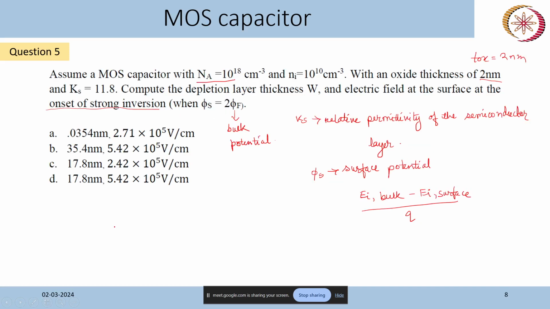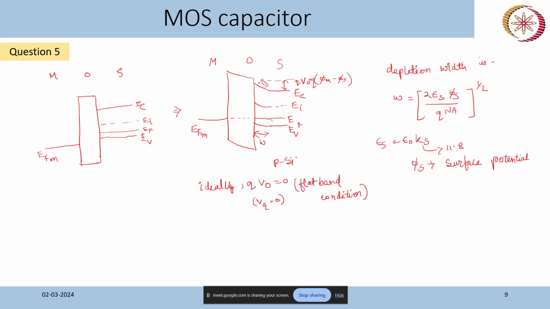What was the question actually? Okay, so we have to calculate W. For that we need to know the surface potential, and for the condition, it is equal to 2 phi f. So we need to first calculate phi f, which is the bulk potential. Ni is given. Let's consider it at room temperature. We have already seen how we can calculate phi f, so let's do that.